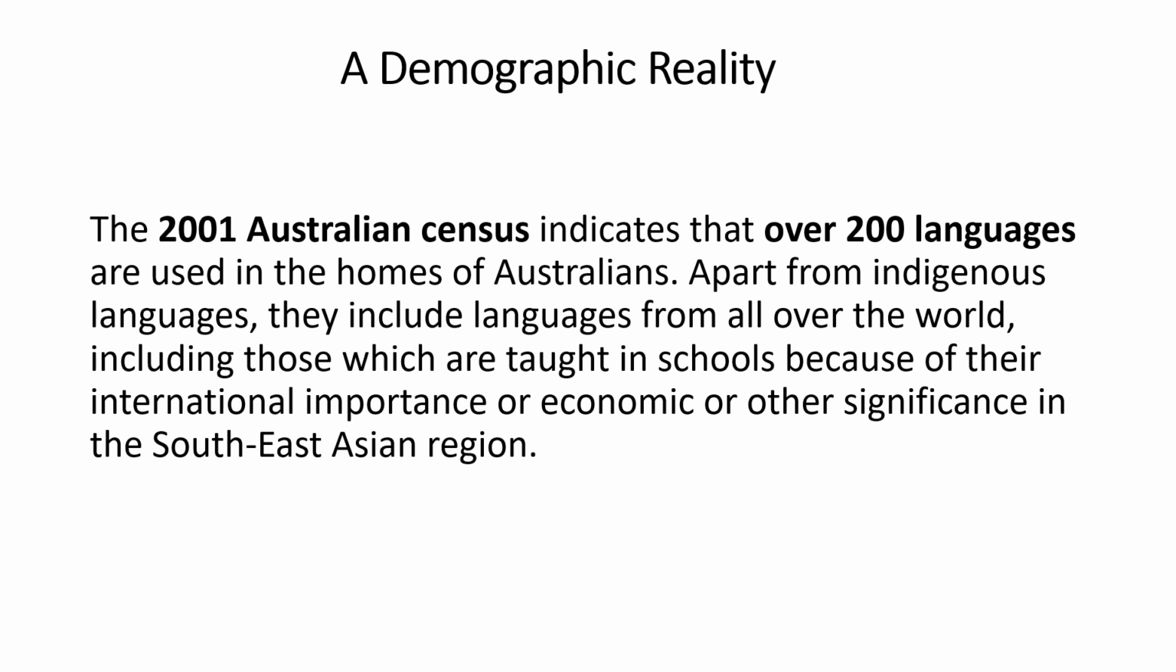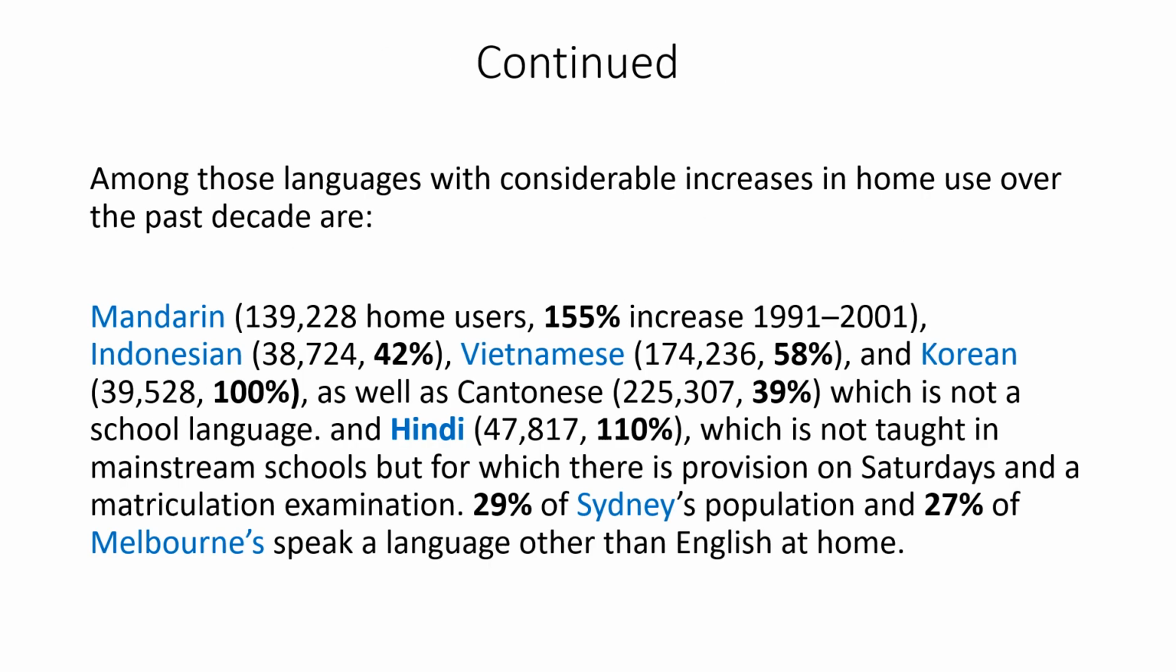Now the demographic reality about the different languages spoken in different countries throughout the world. The 2001 Australian census indicates that over 200 languages are used in the homes of Australians. Apart from indigenous or local languages, they include languages from all over the world, including those which are taught in schools because of their international importance or economic or other significance in the Southeast Asian region.